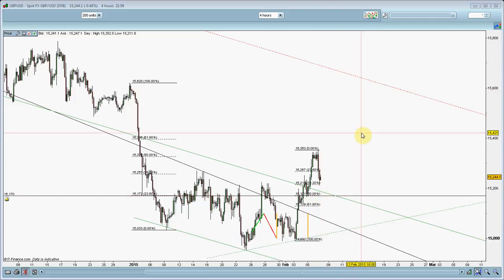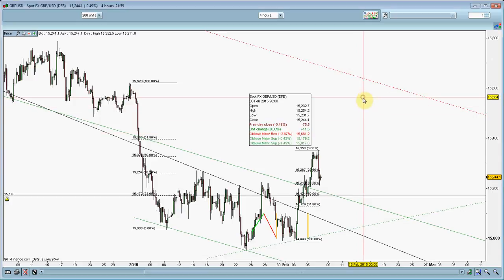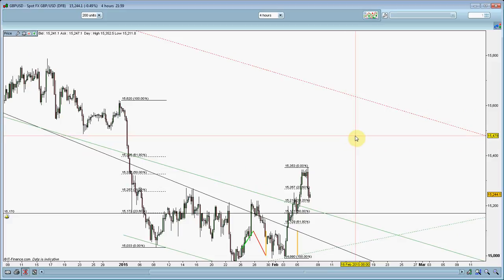I am looking for this to rally up to the 1.6 area eventually, but we'll settle for 1.55 as our first target, just around where this area of support is. Okay, so I'm hoping that's going to come on Thursday when we have the Governor Carney speaks, the inflation report, and the inflation letter.